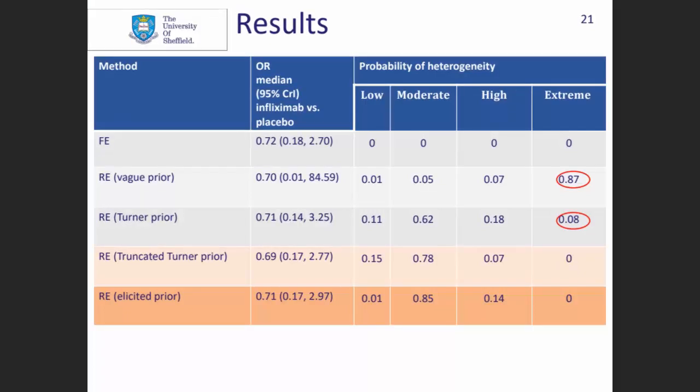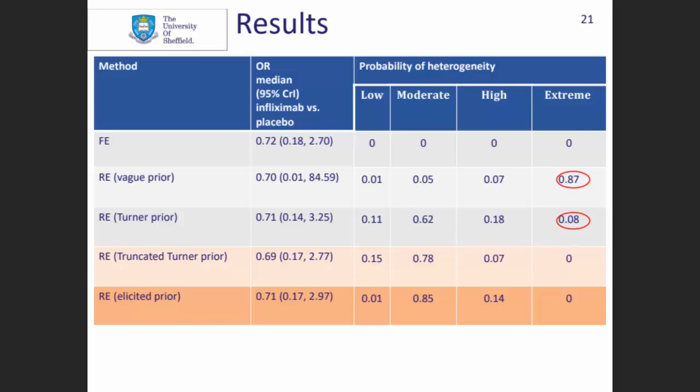So this is the results. So you can see, as in the other case before, all the point estimates are quite similar, regardless of what model is being used or what prior is being used. But the uncertainty associated with these estimates varies a lot, depends on what's been modeled and what prior is being used. This table also shows the probability of heterogeneity being low, moderate, high, and extreme.